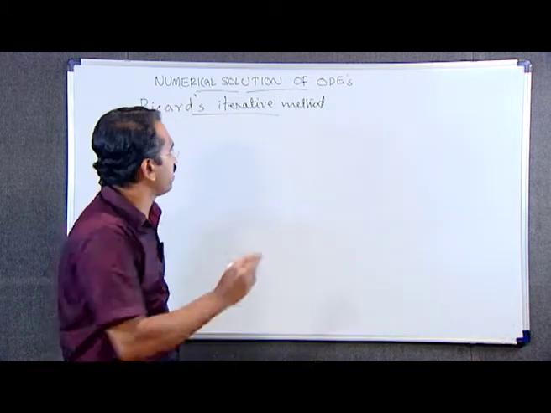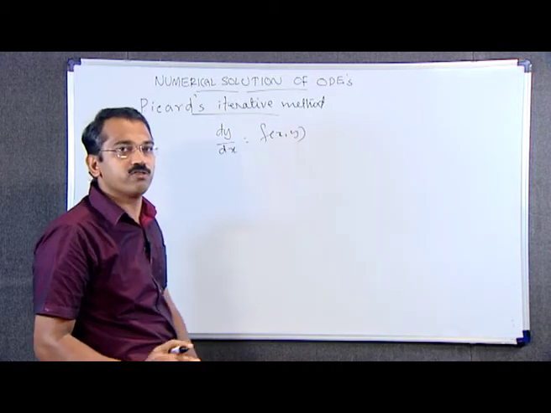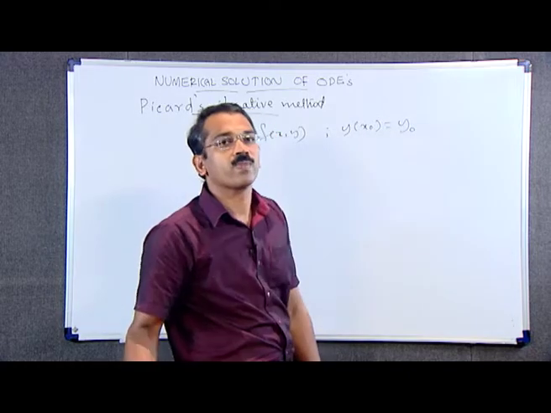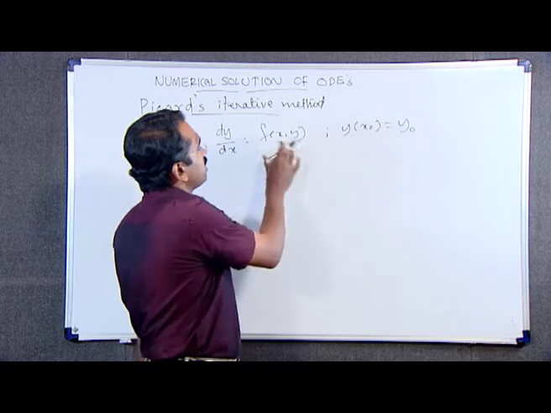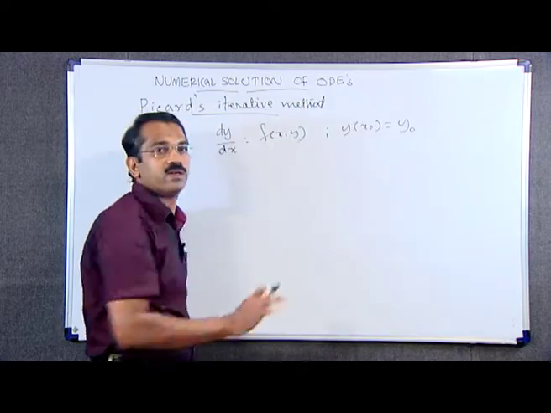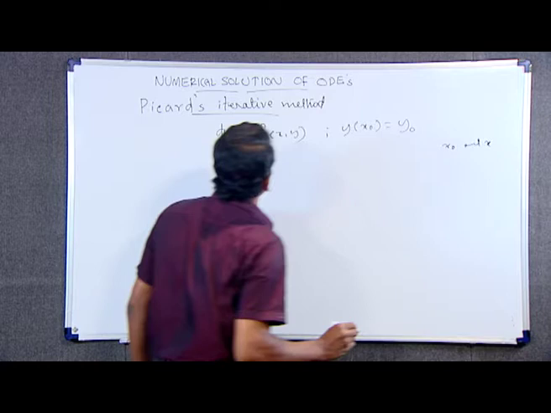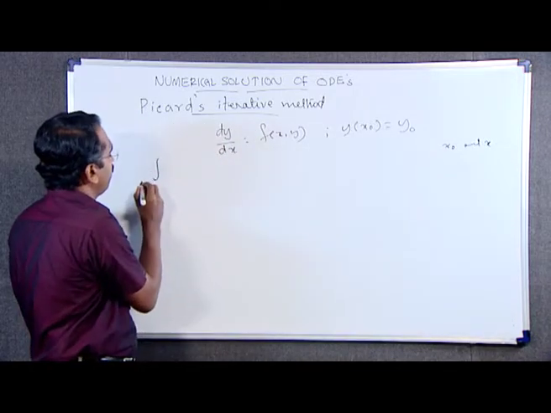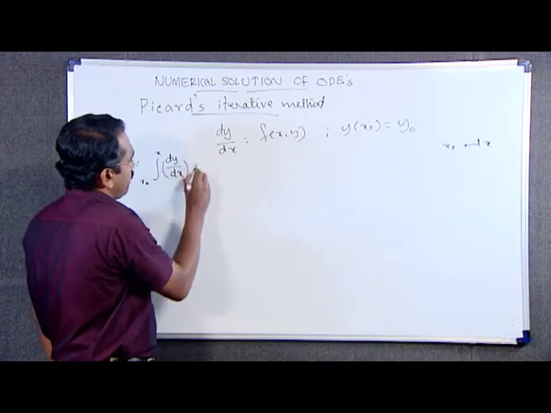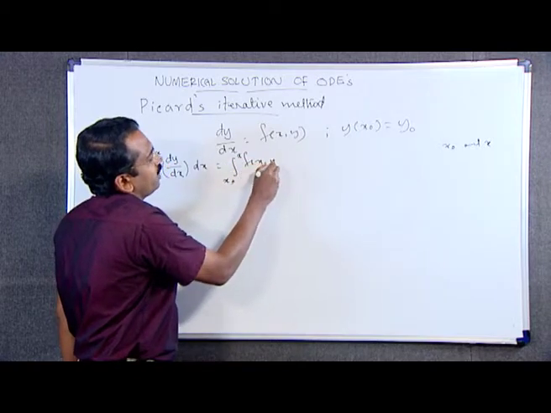Consider the first order differential equation of the form dy by dx is equal to f of x, y, a function of x and y, such that y of x naught is equal to y naught. We want to solve this differential equation. First of all, we integrate both sides of this equation with respect to x between the limits x naught and x. That is, we can write integral from x naught to x dy by dx is equal to integral from x naught to x f of x comma y dx.